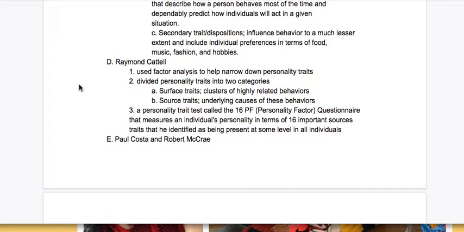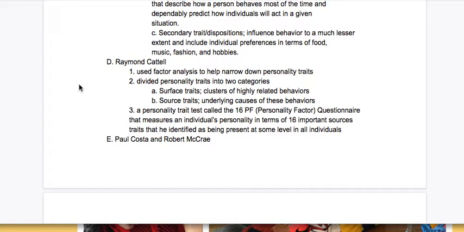Factor analysis is basically using mathematical formulas to narrow things down. What you do is give everything a number and then work mathematically to figure out and narrow down what a personality trait would be. And he divided personality traits into two different categories, something called a surface trait and one called a source trait.